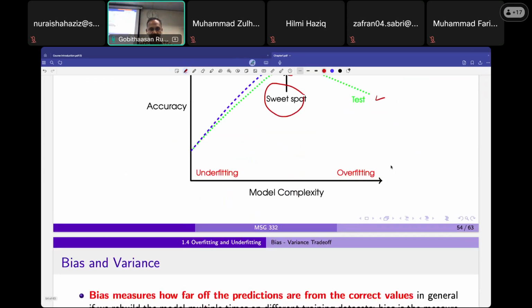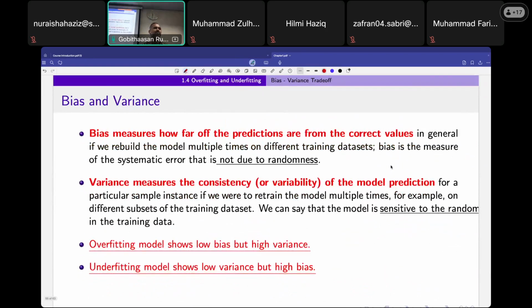Okay, and there are another two terms that you need to know before we end this class. The first term is bias, and the second term is variance. We don't really use them, but for our understanding, okay? So bias measures how far off the predictions are from the correct values.